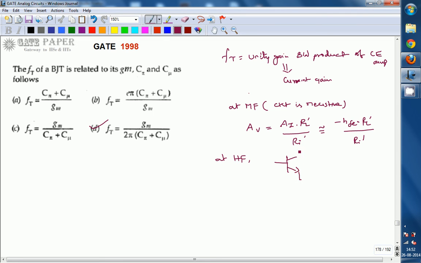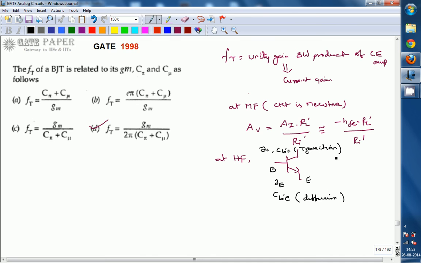If you look at the BJT symbol, we know it has a base, a collector and an emitter. The collector base junction JC has internal capacitance CB dash C, and the emitter base junction JE has internal capacitance CB dash E. CB dash E is diffusion capacitance, and CB dash C is transition or depletion capacitance.